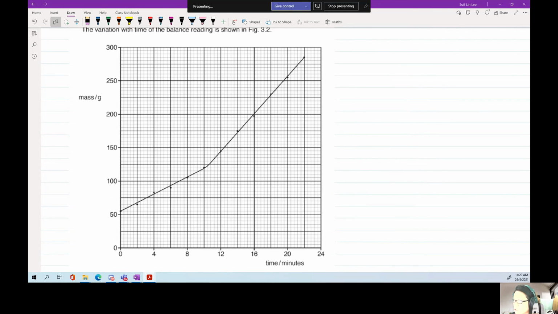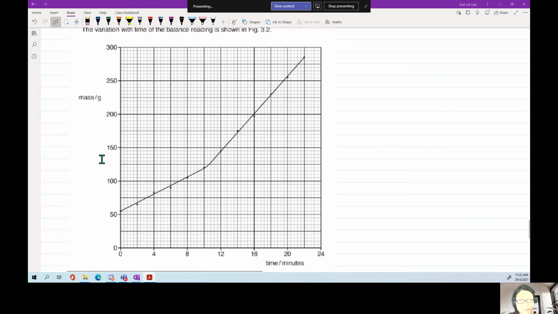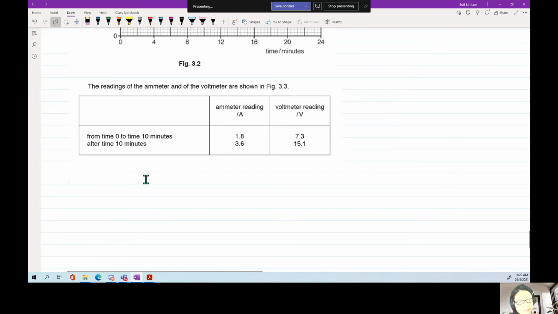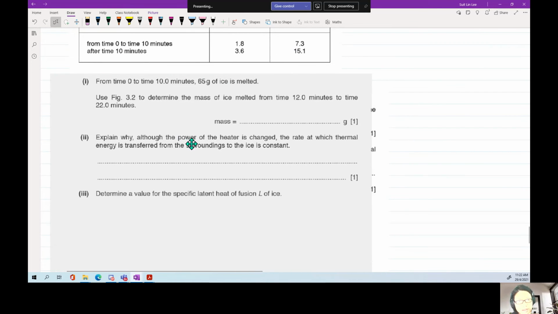So we're gonna do the question now. Let me crop it. Okay, part 1. From 0 to 10 minutes, 65 gram of ice is melted. Okay, so I'm probably going to use this later. 10 minutes, 65 grams is melted. Using the graph, determine the mass of the ice that melts from 12 minutes to 22 minutes.